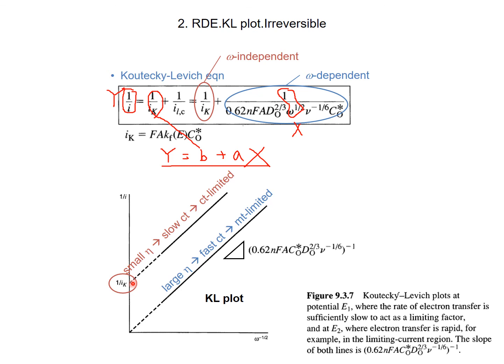Again, what is the meaning of kinetic current? The kinetic current or Koutecký current is the current without any effect of mass transfer problems.